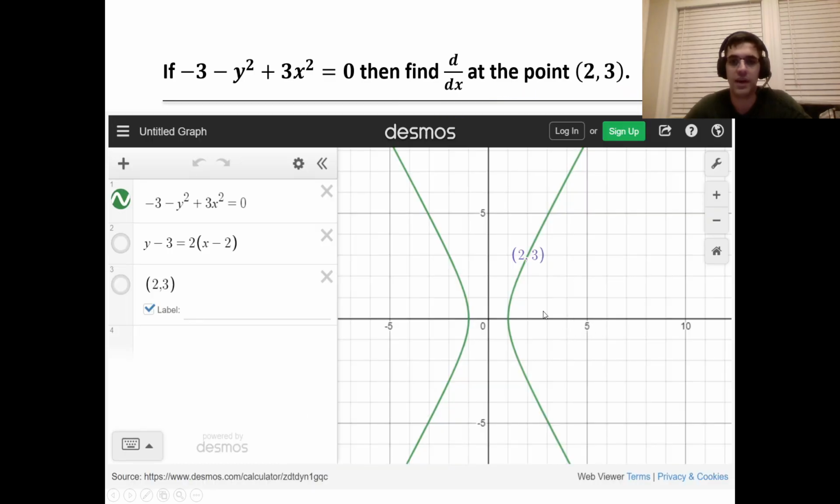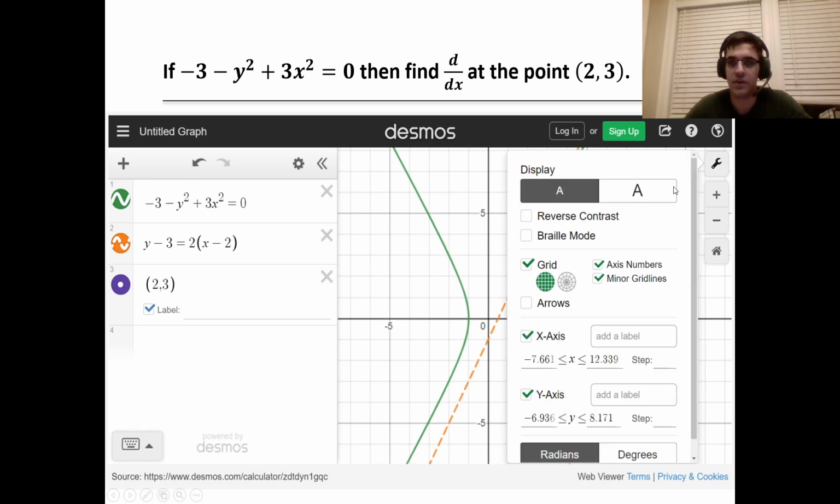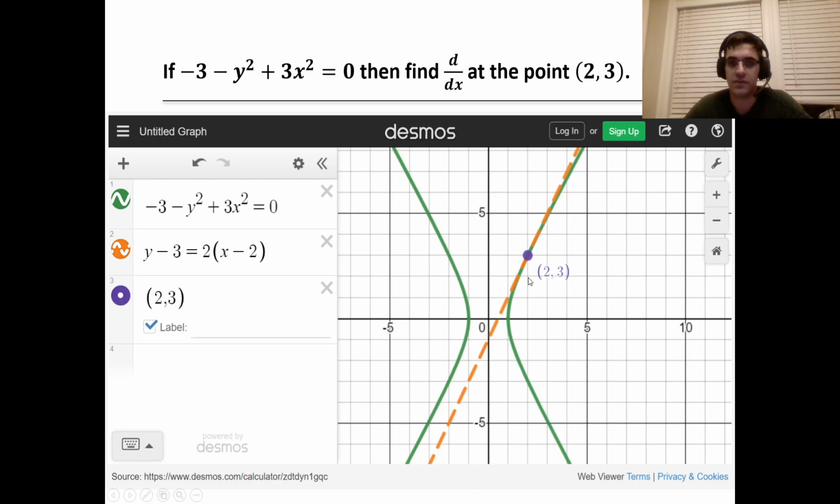Okay, we can graph that. So if I have my graph of the function, here it is, it's a hyperbola. The point (2, 3) is right here, and the tangent line is this orange dashed line right there. So we could see graphically that it looks like we did this correctly.